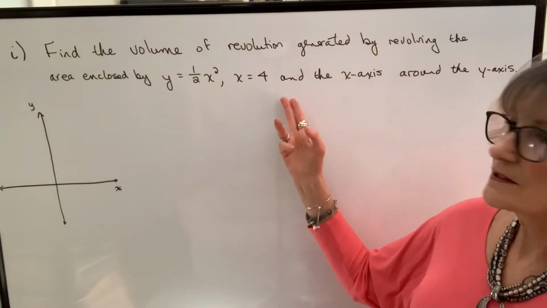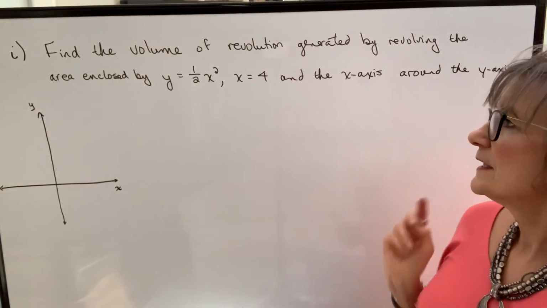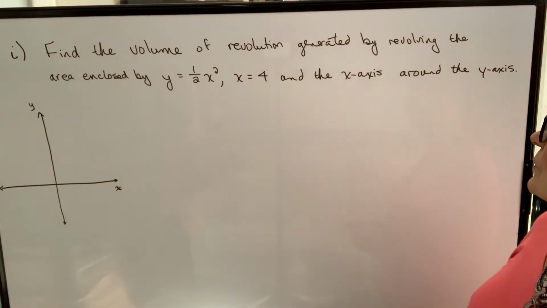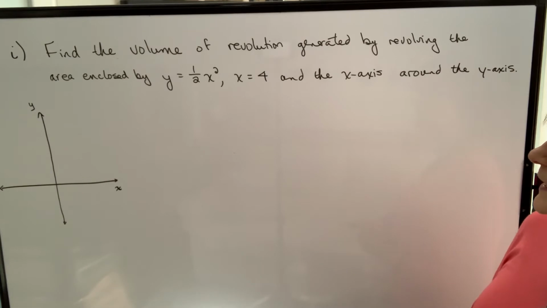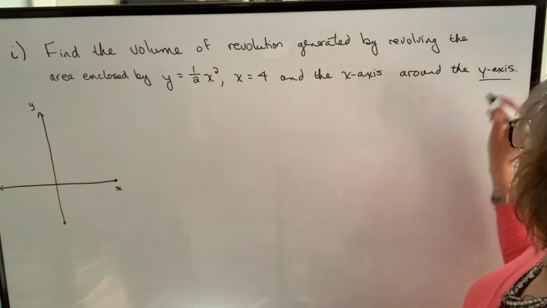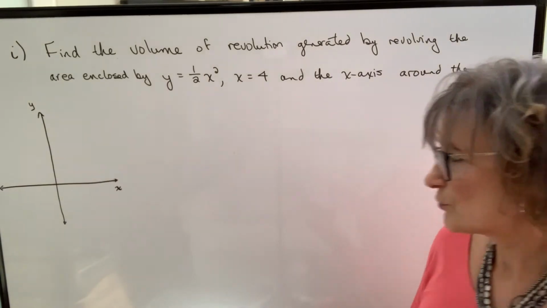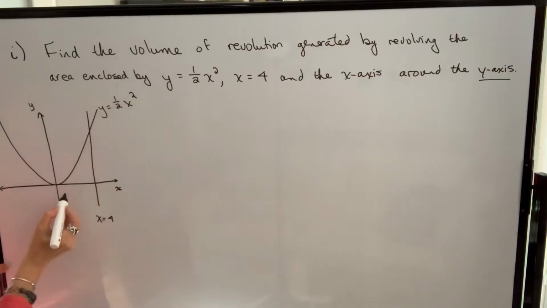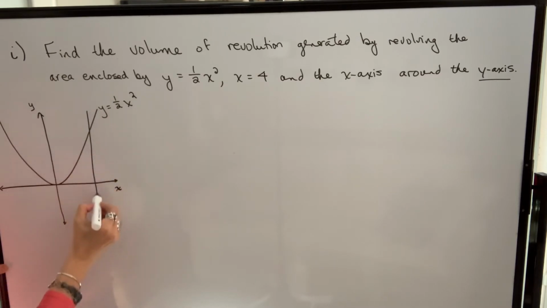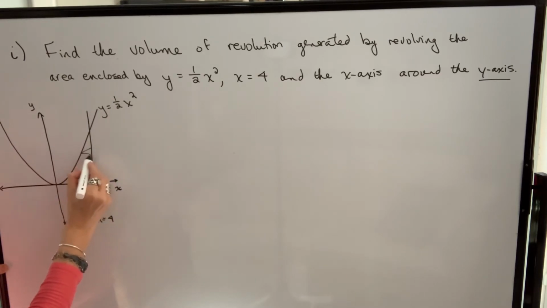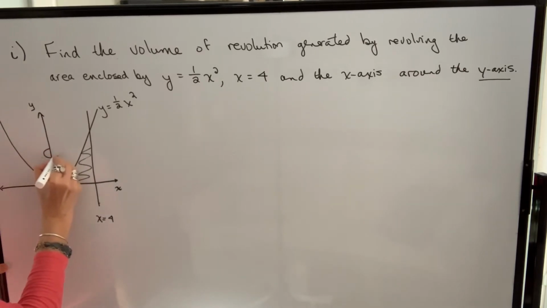We did this question in the last video. It says find the volume of revolution generated by revolving the area enclosed by y equals 1/2 x squared, x equals 4, and the x-axis around the y-axis. So we draw that region. So the area bounded by y equals 1/2 x squared, x equals 4, and the x-axis. So this is our region. And it's revolving about the y-axis.